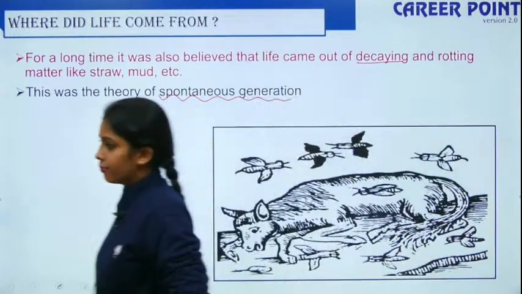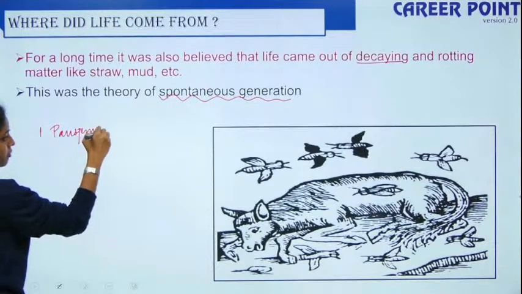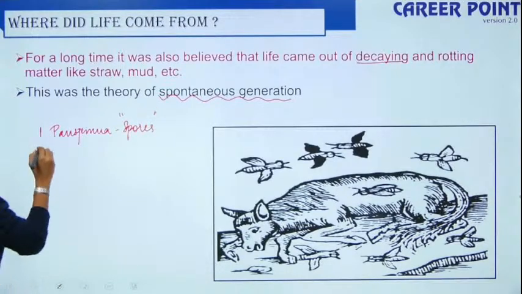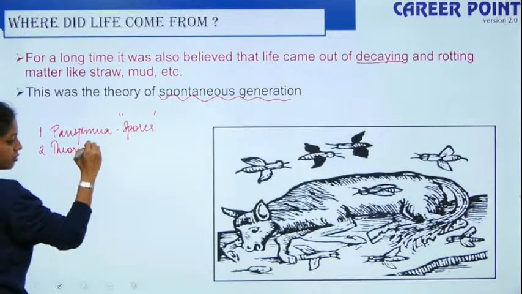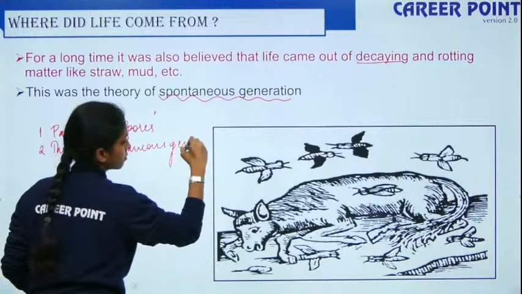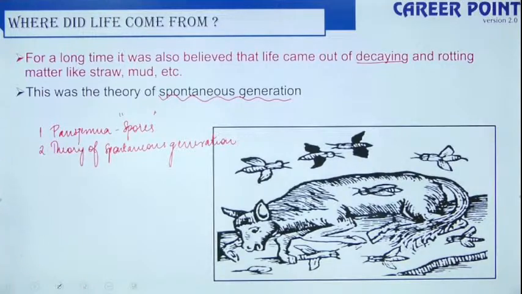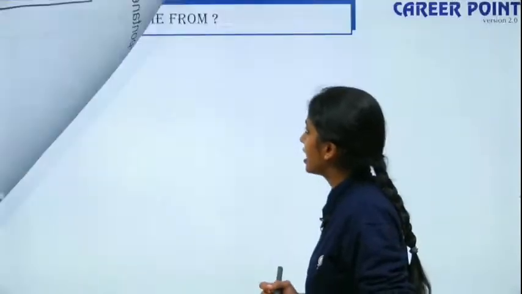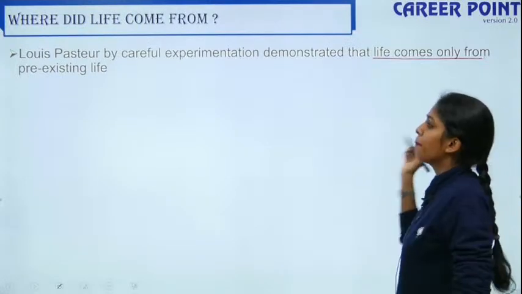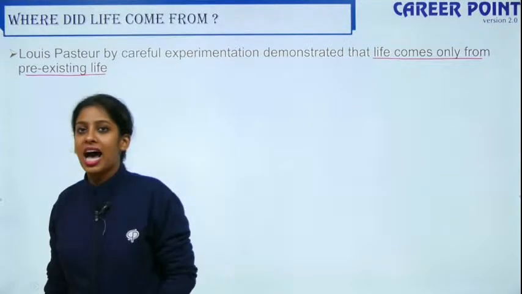So this is the second one. The first one is the theory of panspermia, which spoke about spores that came from outer space, right? The next one is the theory of spontaneous generation. But this was also not accepted. Why? Because the next theory was sensible. So what is the next theory? The next theory was given by Louis Pasteur. He said that life comes only from pre-existing life. So if we agree on this theory, the theory of spontaneous generation has to be abolished.